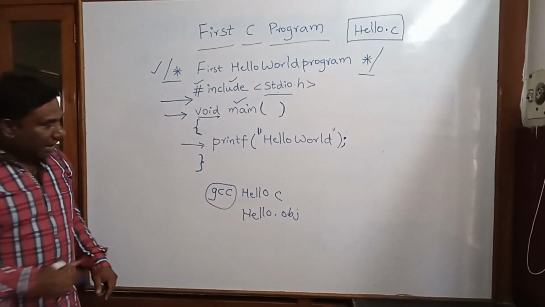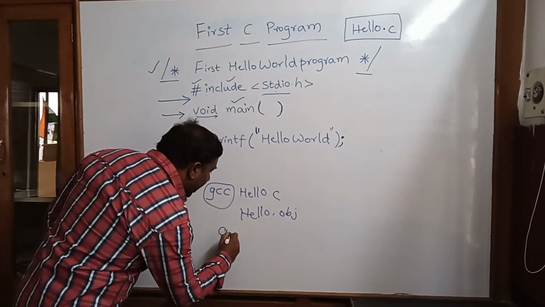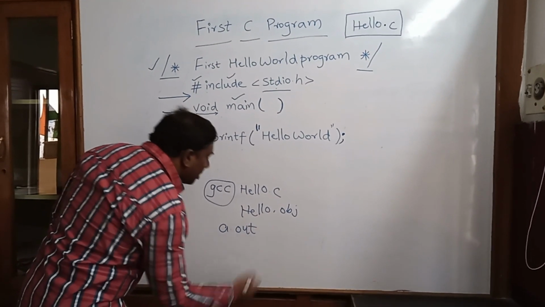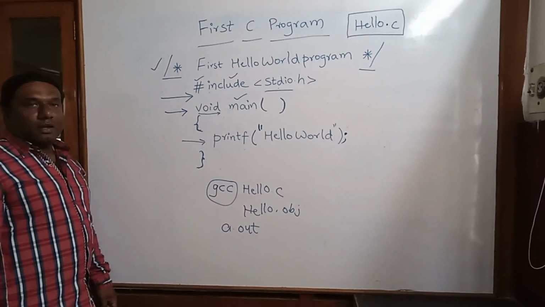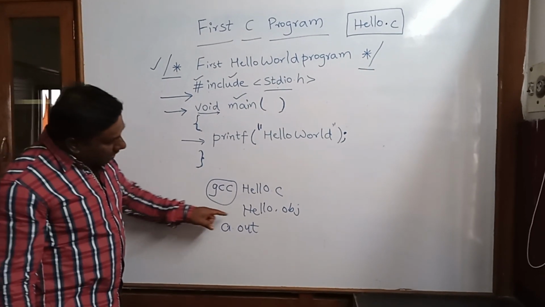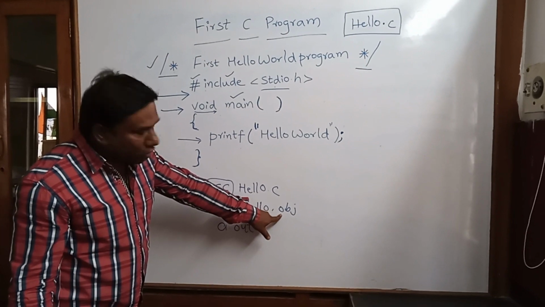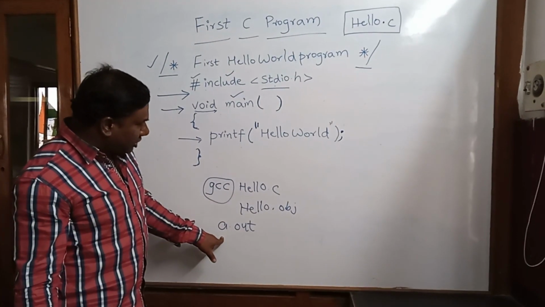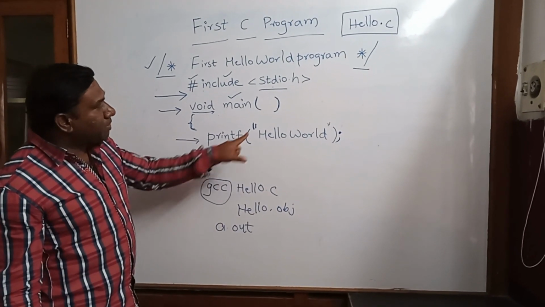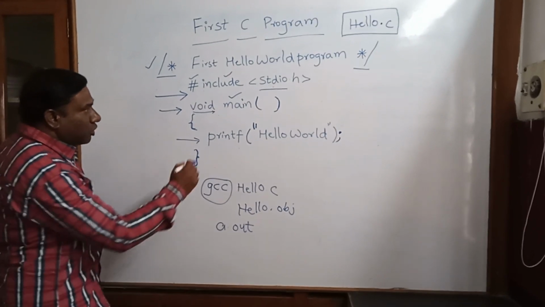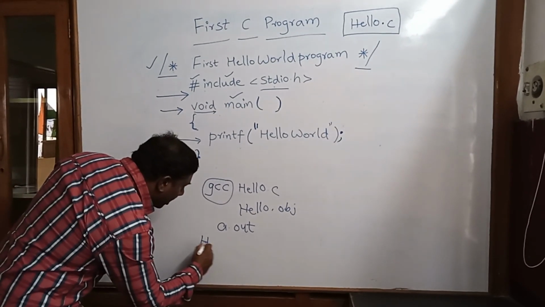For that, we are writing a.out. So this is how I am executing this program. After converting this program into hello.obj, my compiler will execute the object file. So I am executing it, and the output of this particular program will be printed. Here the output is nothing but hello world.